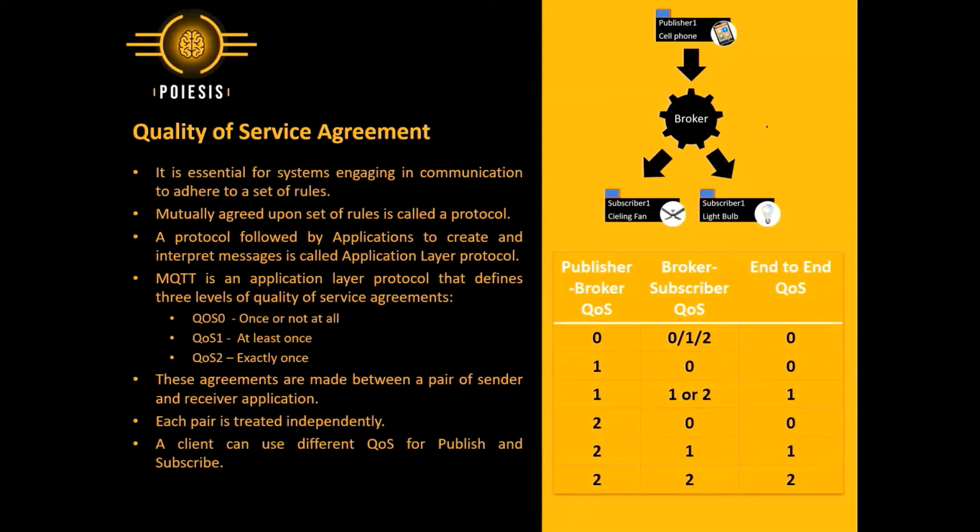For example, a message published with QoS 0 on the broker will result in end-to-end QoS level 0 irrespective of the broker-subscriber pair QoS. Let's consider another case. A publisher-broker QoS level 2 and broker-subscriber QoS level 0 combination offers end-to-end QoS level equivalent to QoS 0. One more thing, a client object created in an application can use different QoS for publish and subscribe. Let's dive deeper to know more about different QoS level agreements.